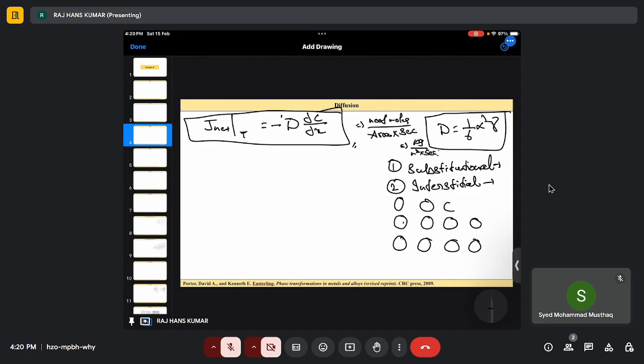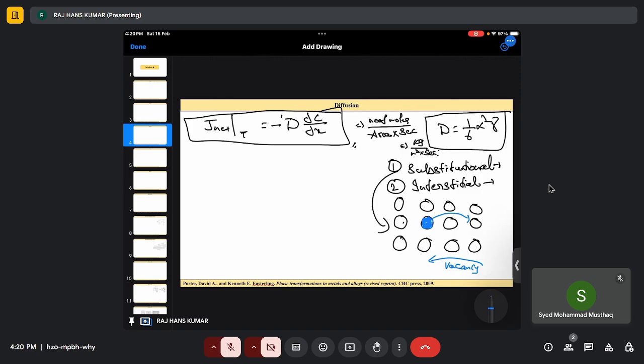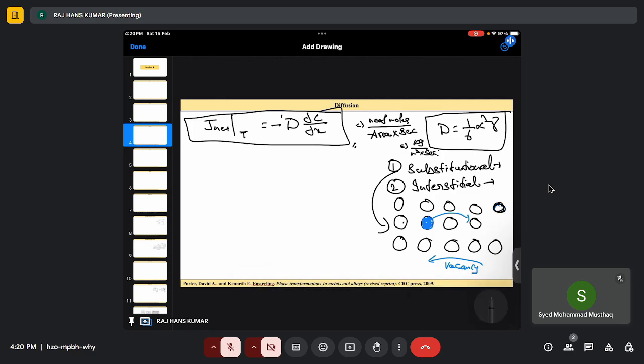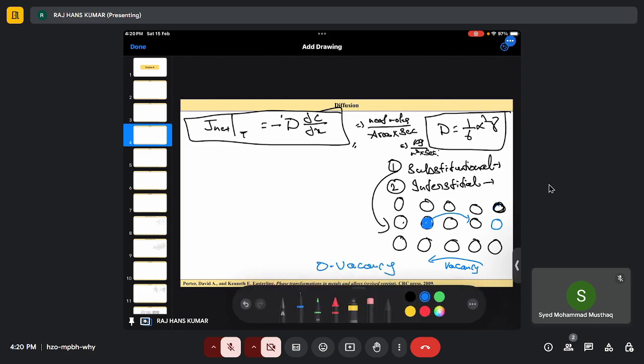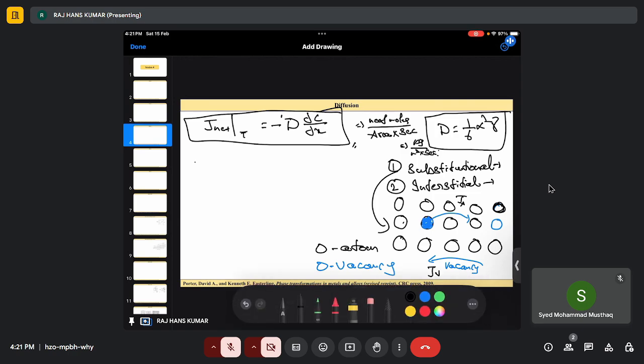So this atom wants to try to move. For example, this atom wants to move from here to here. There will be motion of vacancy, movement of vacancy from here to here. Let me write it like this. So this will be my atom, and this will be my vacancy. This is my atom. J_V will be like this, and J atoms will be like this. This is what is called substitutional diffusion.